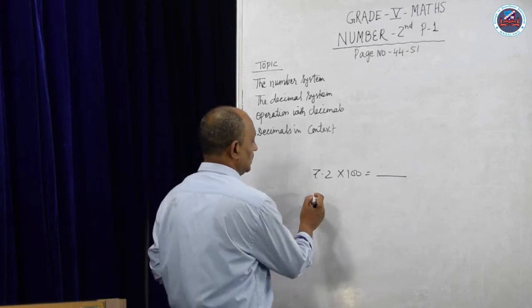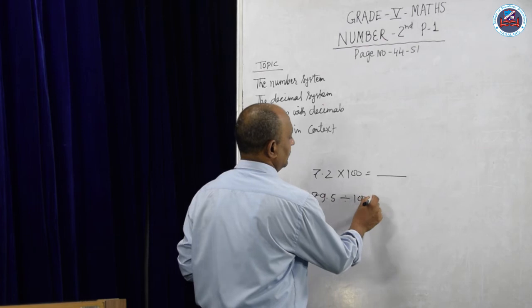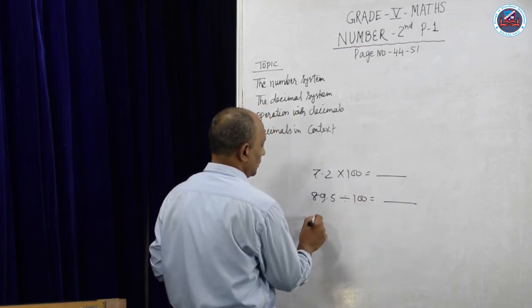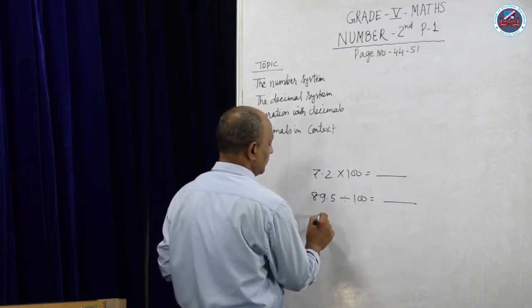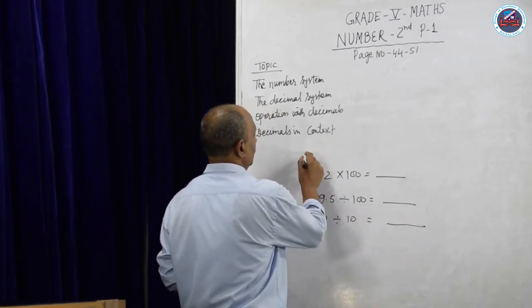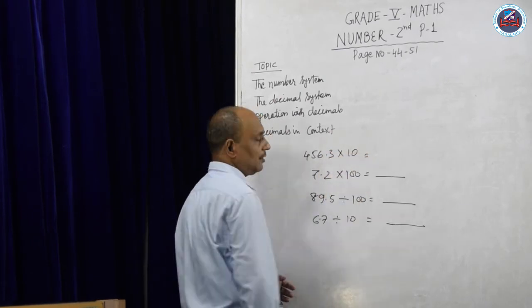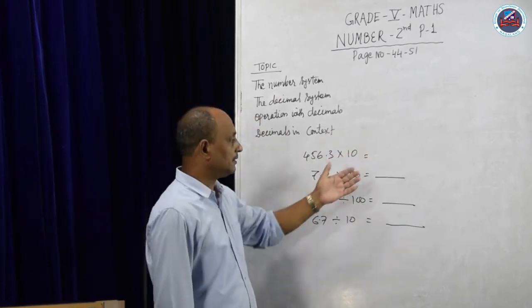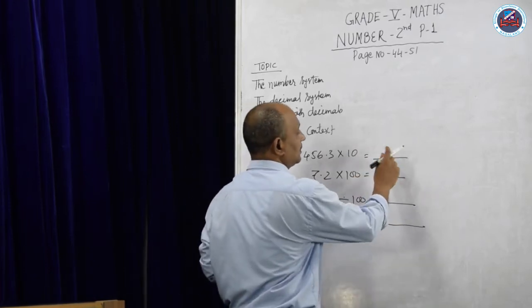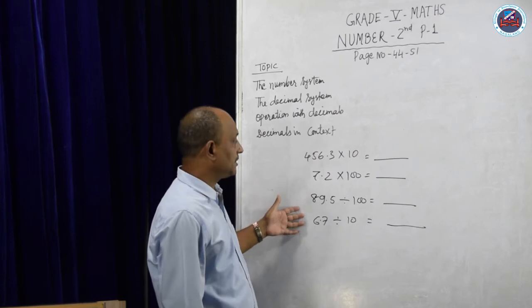Now another number: 89.5 divided by 100, or 67 divided by 10, or 456.3 multiplied by 10. All these missing numbers are here. What numbers come here? So how to do multiplication and division?